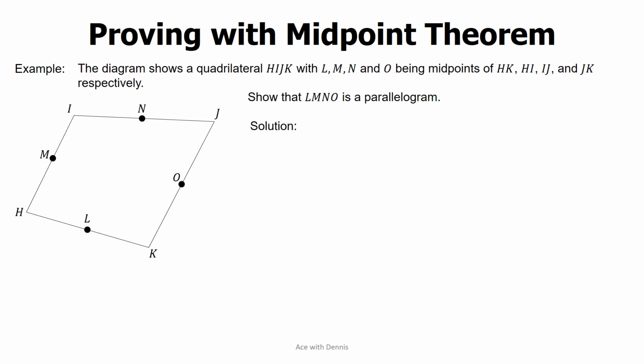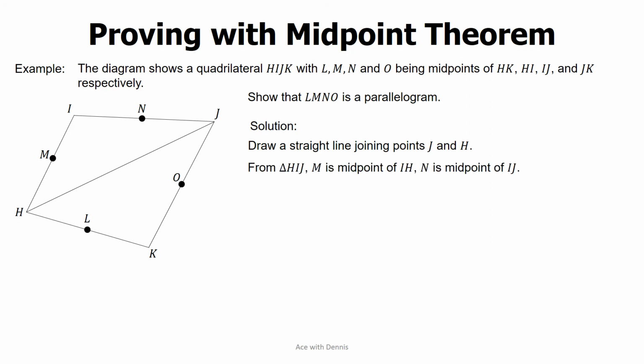Here is the solution. First, we draw a straight line joining points J and H. Here's the line. Then, from triangle HIJ, M is the midpoint of IH and N is the midpoint of IJ. Hence, we can draw a straight line joining these 2 points. Here's the line. Then, by midpoint theorem, MN equals half HJ and MN is parallel to HJ.